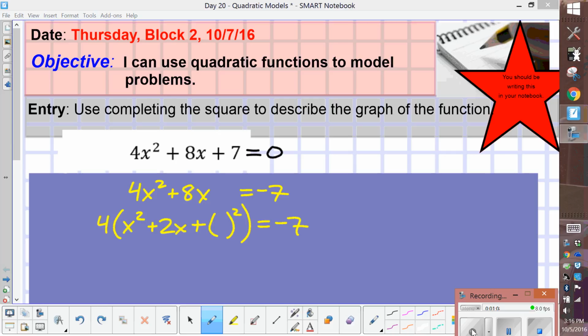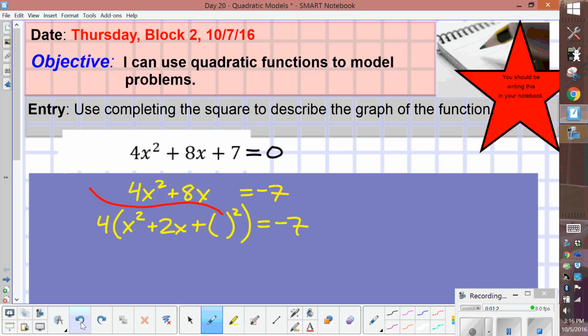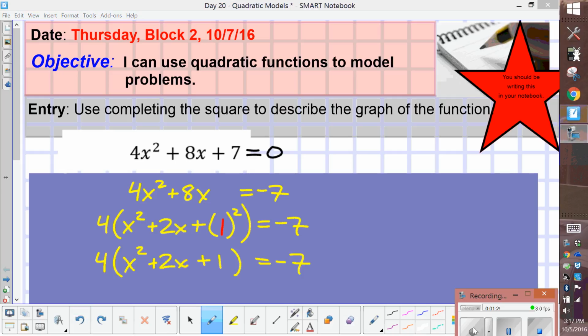What goes in this spot will always be b divided by 2. And in this scenario, my b is 2, and 2 divided by 2 is 1. Okay, I'm going to go ahead and clean it up a little bit. And we're to this point.